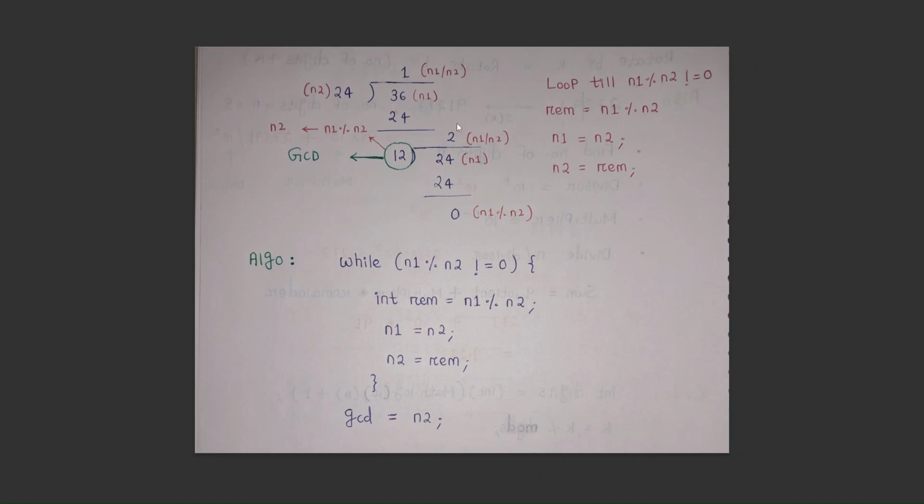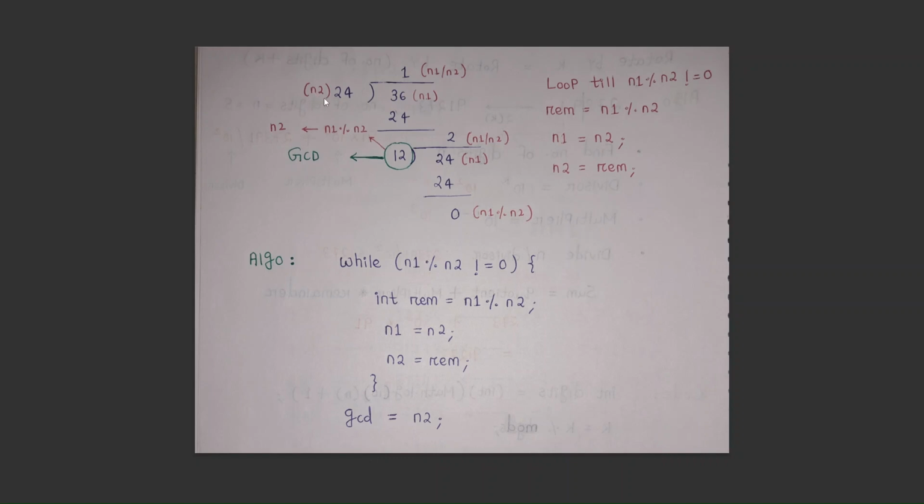So observe here. We have 36 as n1. It is the bigger number, so we take it as the dividend. And we have 24 as the divisor, which is the smaller number, n2. That's why we have taken it as the divisor. The quotient is nothing but n1 / n2, and the remainder that we got, that is n1 % n2, is 12. So our remainder n1 % n2 will be the divisor for the second case.